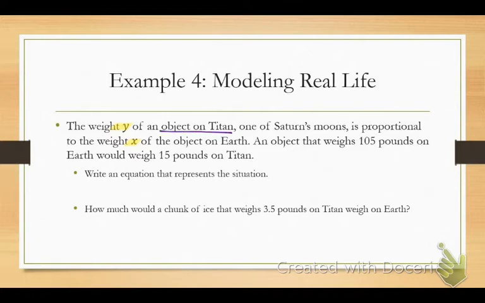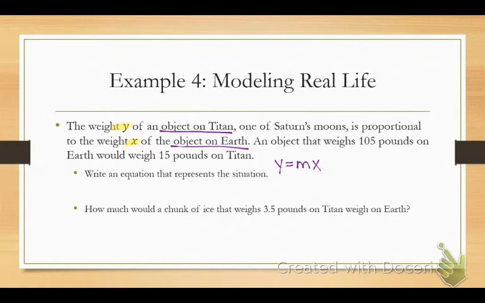Object on Titan, and X stands for an object on Earth. So Josh, I'm just going to ask you, since you actually knocked it out of the park without me explaining it, what formula did you use? Y equals mx. Yes, Y equals mx, okay? So Y stands for what? The object on Titan.